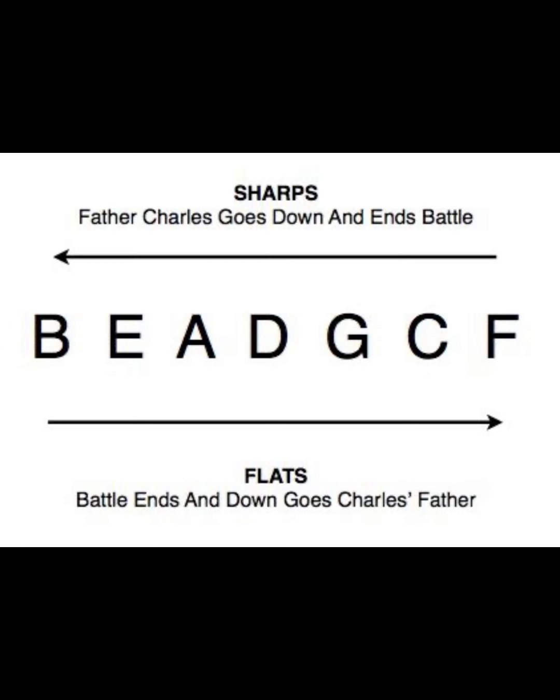For example, if a key has 1 flat, that means it must be B flat. If it has 2 flats, they must be B flat and E flat. If it has 3 sharps, they must be F sharp, C sharp, and G sharp. No matter how many sharps or flats there are, this acronym will always tell you what they are.